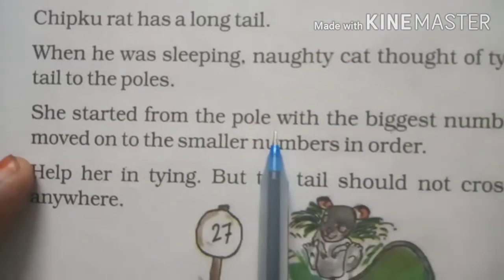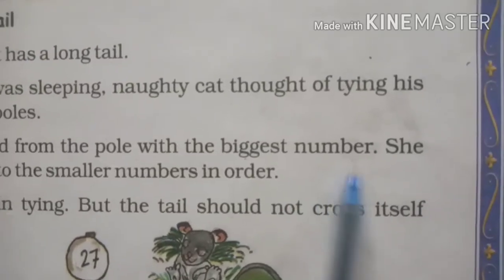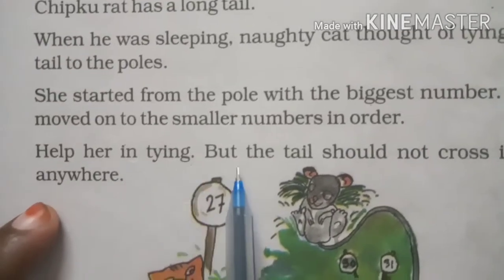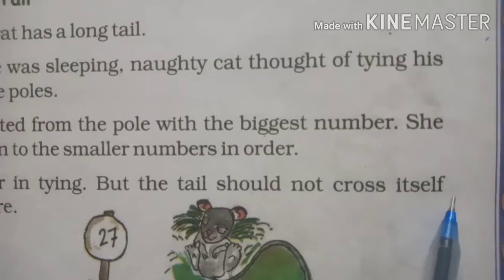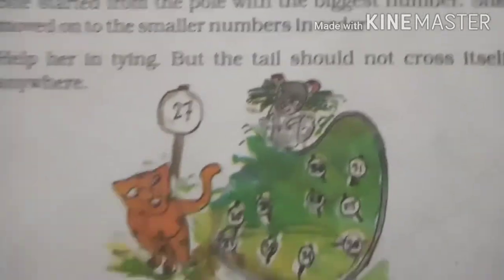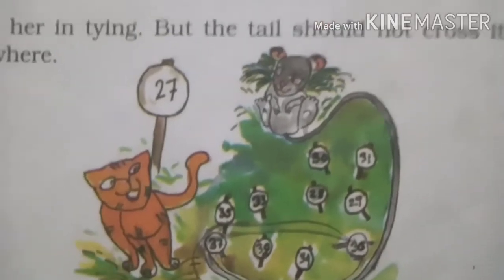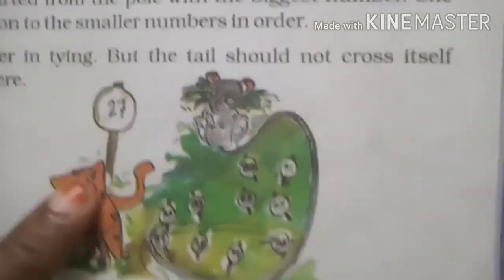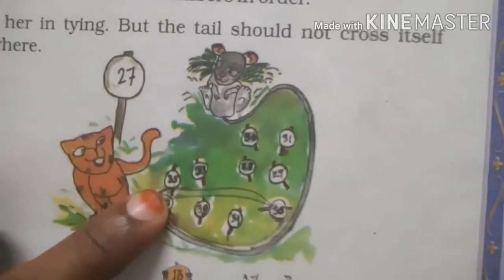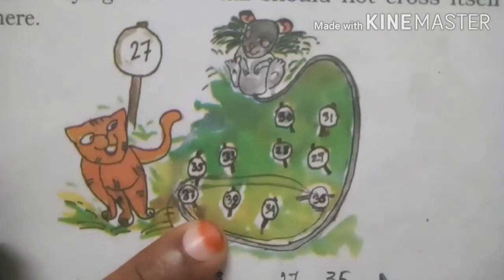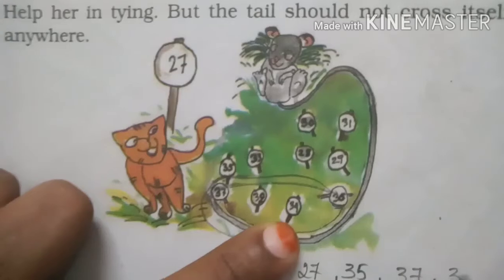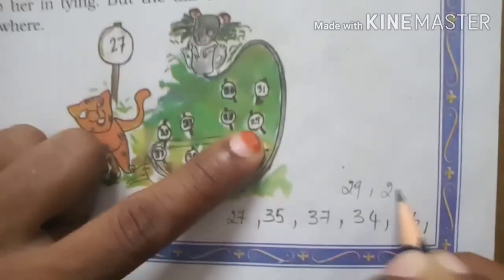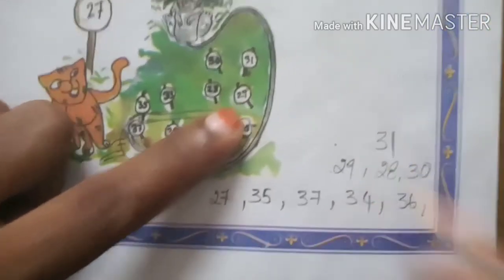She started from the pole with the biggest number. She moved on to the smaller numbers in order. Help her in tying, but the tail should not cross itself anywhere. Okay, so what are the numbers? Let me write the numbers. Here 27, 35, 37, 34, 36, 29, 28, 30 and 31.